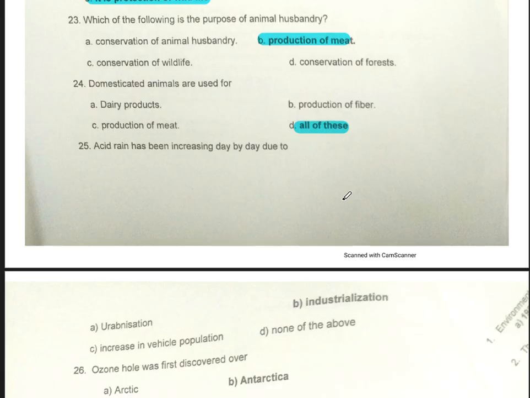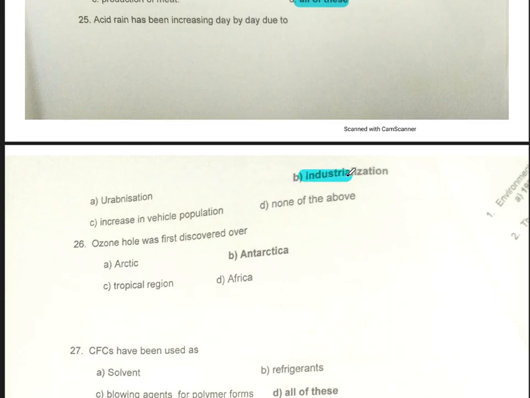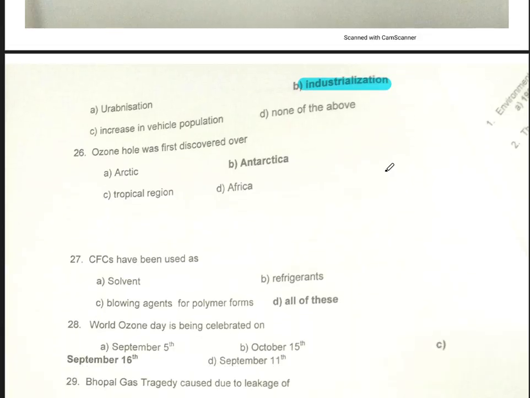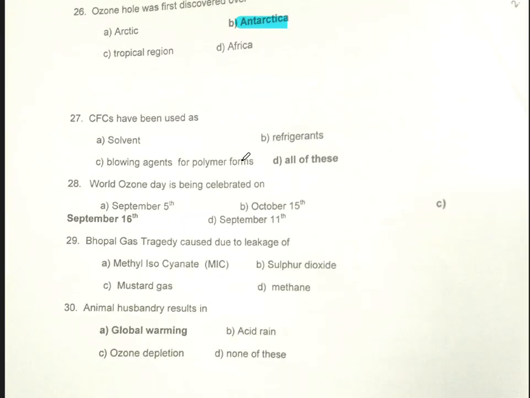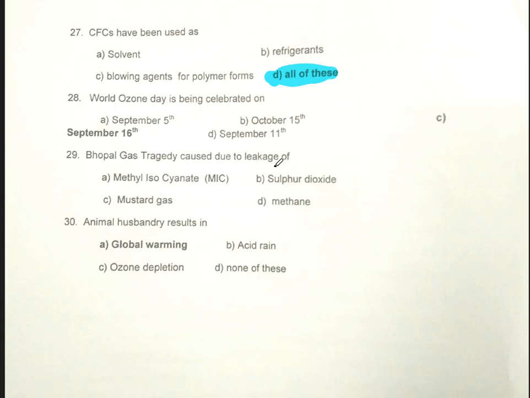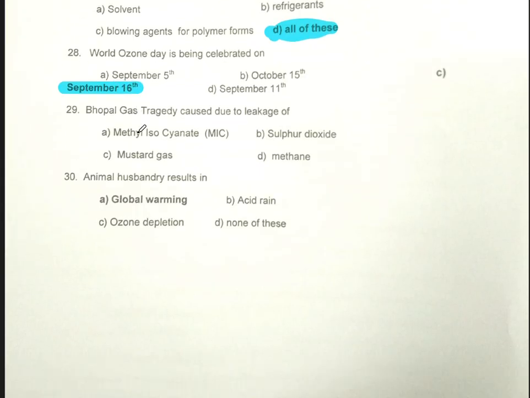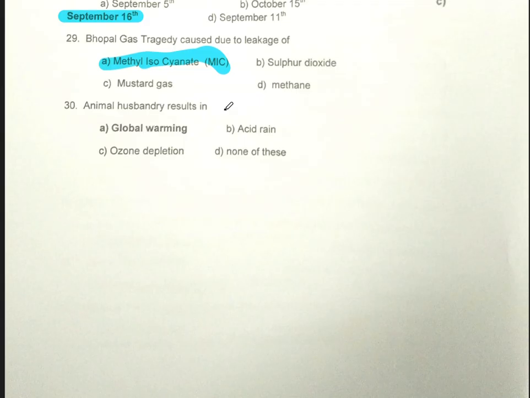Acid rain has been increasing day by day due to industrialization. This is one of the important questions. Ozone hole was first discovered in Antarctica. CFCs have been used as solvents, blowing agents of the polymer foams, refrigerants, all of the above. World Ozone Day is September 16th. The Bhopal gas tragedy was caused due to leakage of methyl isocyanate. Animal husbandry results in global warming.